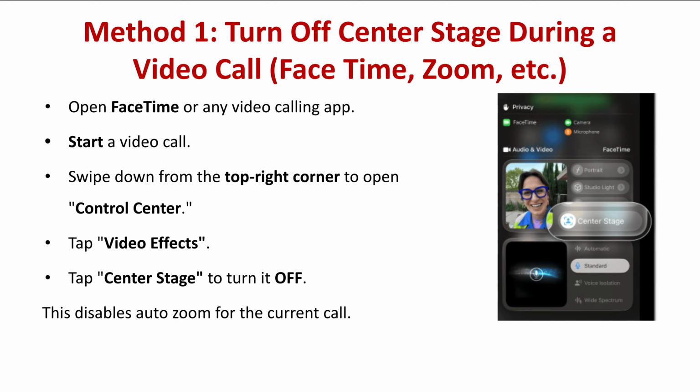So the fix methods are: turn off Center Stage during a video call, FaceTime, Zoom, etc. Open FaceTime or any video calling app, then start a video call, then swipe down from the top right corner to open Control Center, then tap Video Effects, then tap Center Stage to turn it off. This disables auto zoom for the current call.